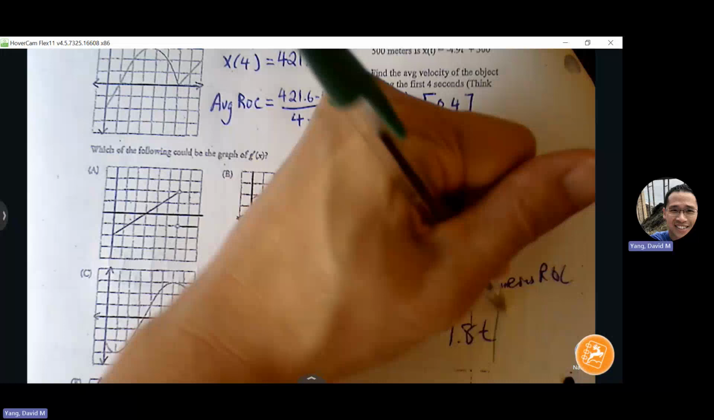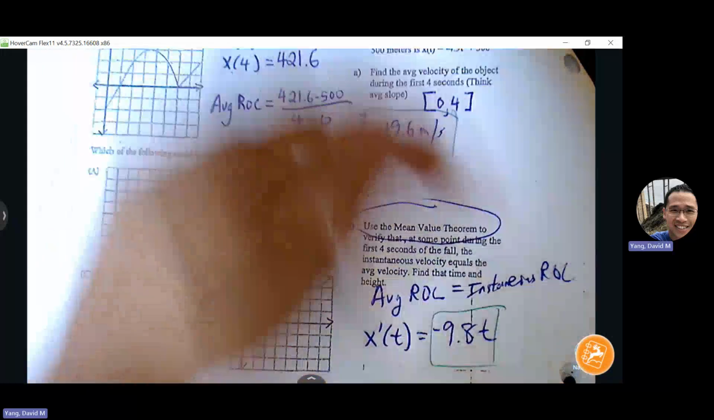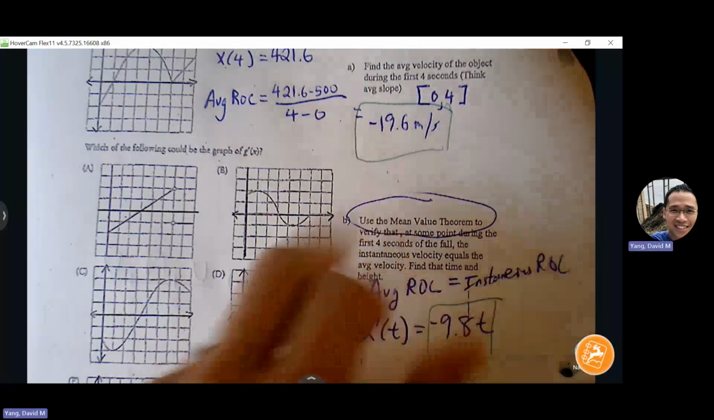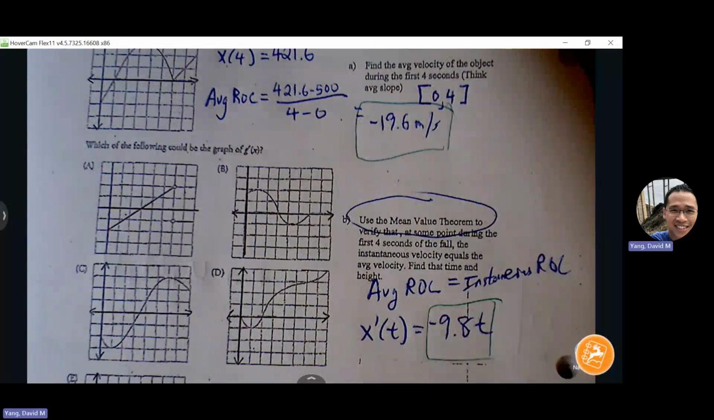So just set them equal to each other, right? Because we were asking, when is this object going to reach a velocity of negative 19.6? Set them equal to each other, and then we just solve for t.